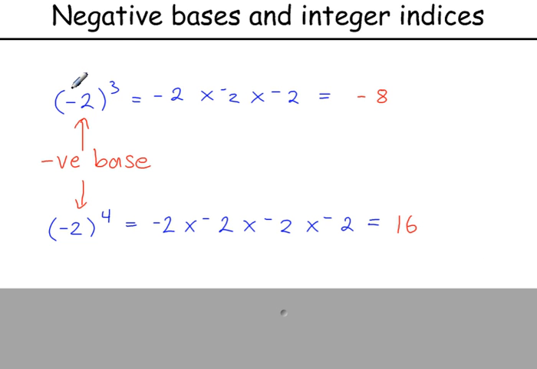This shows that if you have a negative base and an odd power, a whole number, but odd, then you can write it like this without the brackets. And if you have a negative base and an even integer power here, then you can write this as this. So that minus there is doing nothing because that's an even number.